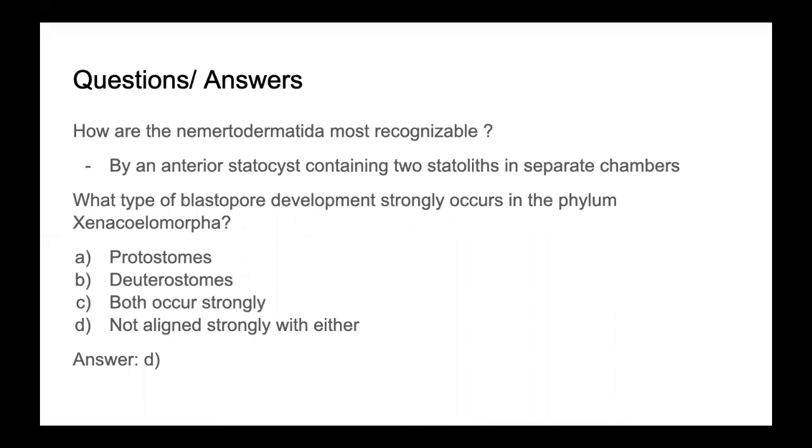So the second question that we have for you guys is, what type of blastopore development strongly occurs in the phylum Xenacoelomorpha? For these, you have 4 different options. You have A, protostomes, B, deuterostomes, C, both occur strongly, and lastly, D, not aligned strongly with either. And then the answer to this question is D. They do not align strongly with either.